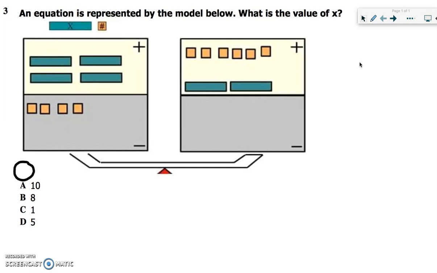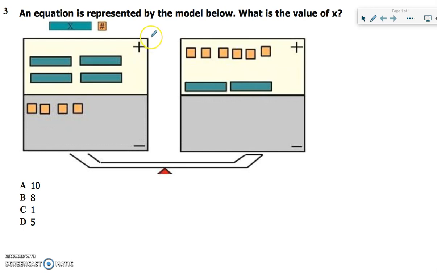Well, the key to your success with these models, as Ms. Gibbs always says, is looking at the key. The key to your success is making sure you study the key, right? And our key tells us that the long rectangular bars represent x, and the small squares represent a number. And in this type of model, we don't have 2 different colors to represent positive and negative.